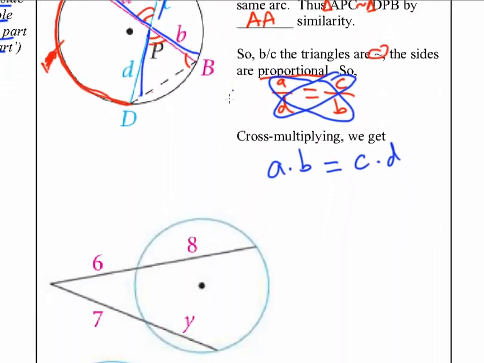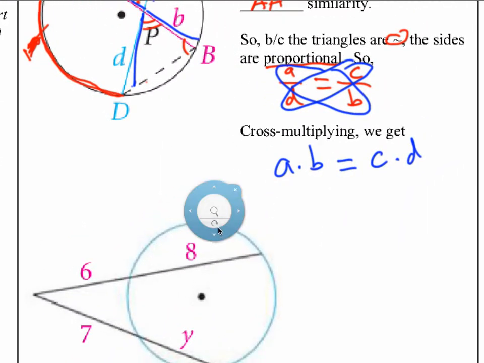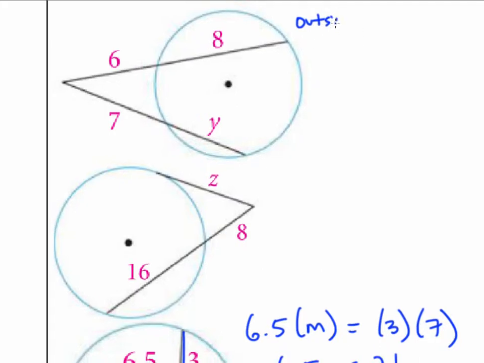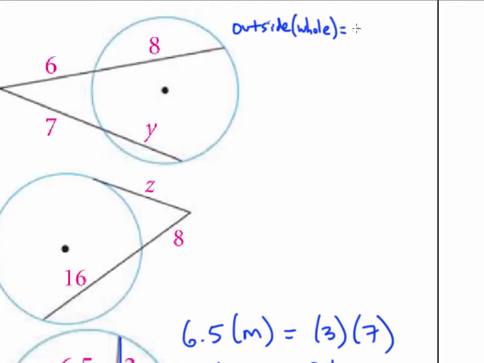We're just trying to get through this right now, so let's try a couple practice problems. So these are definitely not crossing in the middle of the circle like the other one did, so we're going to use our little trick here. We have the outside part times the whole equals the outside times the whole.